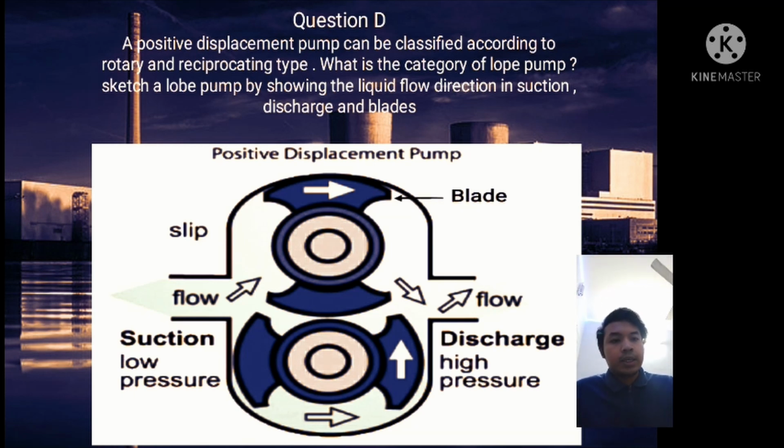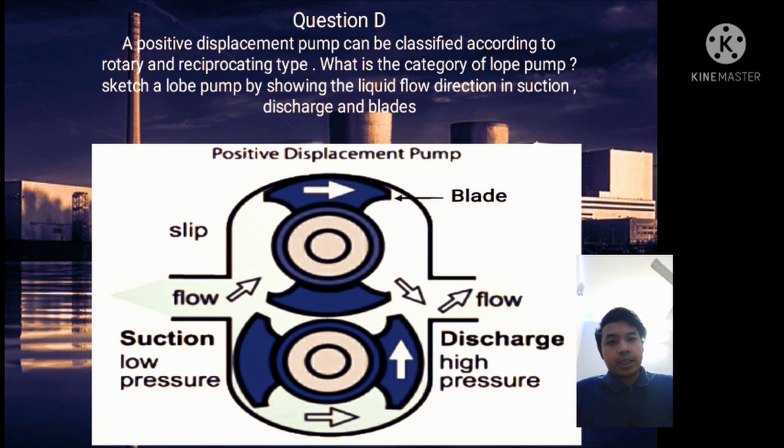Okay, let's look at the diagram. I have labeled each part. The first one is suction. The liquid will flow in, and at suction it will be low pressure, and then the blades, and then the flow. The end of the flow is the discharge. It is a high pressure. Okay, what is the working principle?